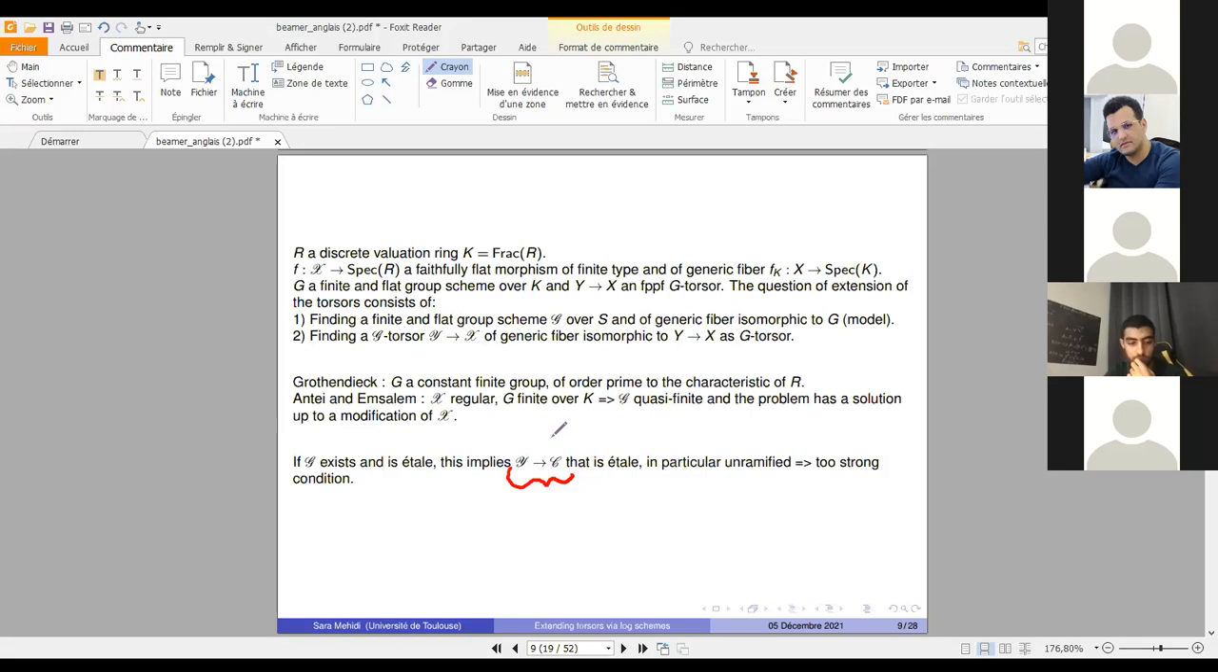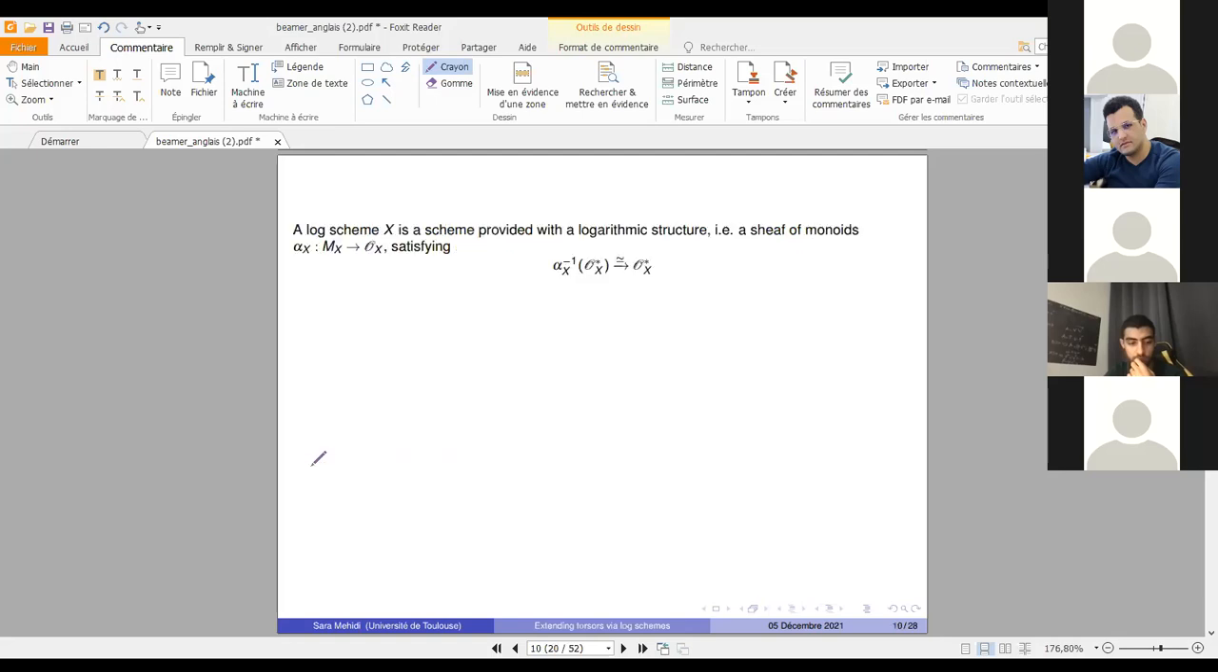So what we are going to do here is enlarge the category of torsors. And how we will do this, we will allow the torsors or the morphisms here to be ramified, even though the group acting is unramified. And this will lead to the definition of log torsors. And to do this, we will need to enlarge the category of objects we are working with. So instead of working with schemes, we are going to add a structure on the schemes, and this will give what we call a log scheme.